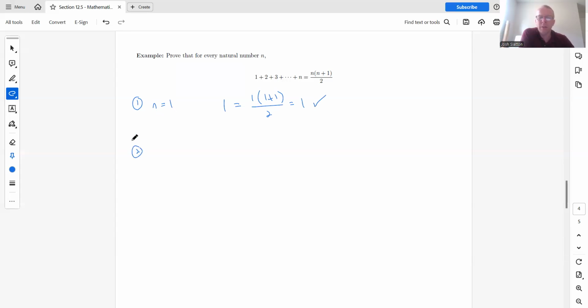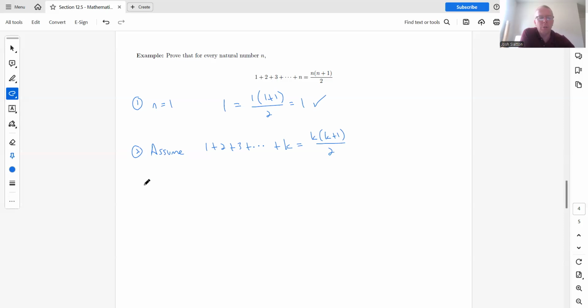So then the next step is we're going to assume that this is true for some number, whatever number we want, but we're going to call it k. So assume that 1 plus 2 plus 3 plus up to whatever number k equals k times k plus 1 over 2. So we're going to assume that's true.